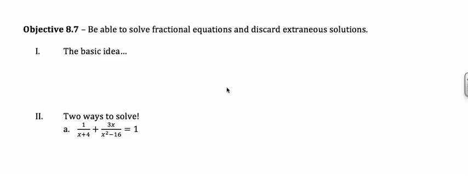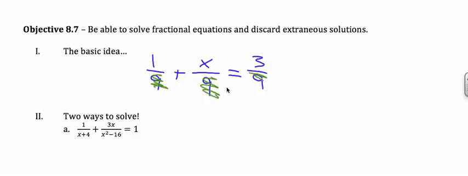So here's the basic idea. If we look at a simple numerical example, quickly think to yourselves, without really doing the math, what's x? Hopefully you came up with x being 2, because 1/9 plus 2/9 is 3/9. Let me ask you a question. If I changed all of these 9s to 15s, now what would x be? Hopefully you still said 2.